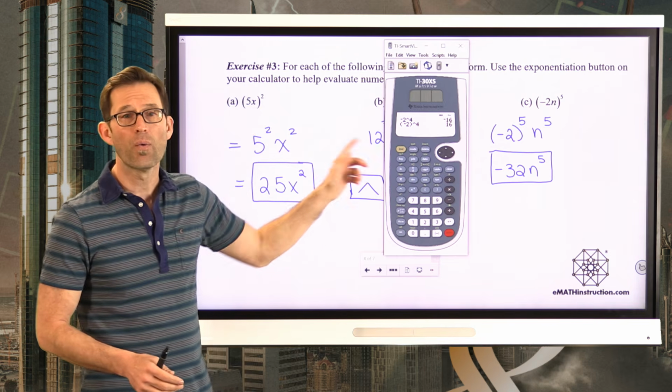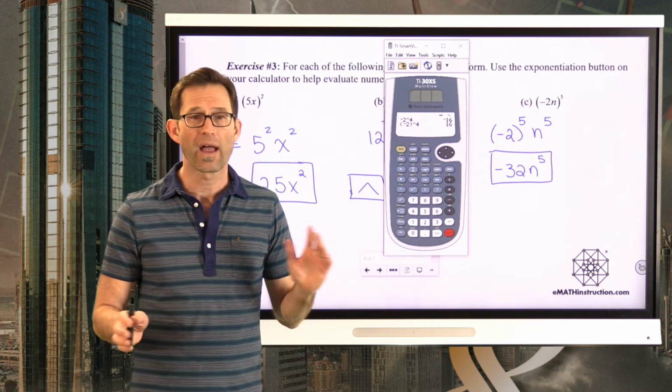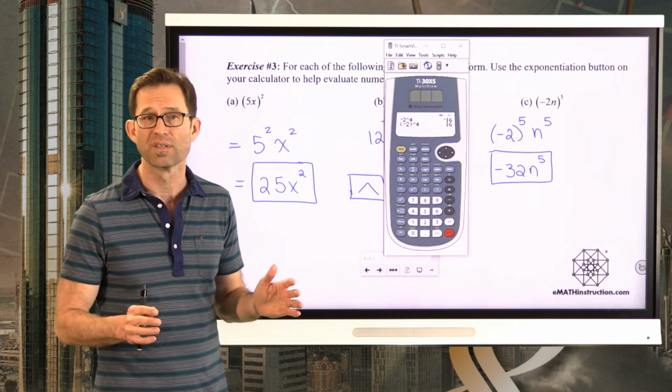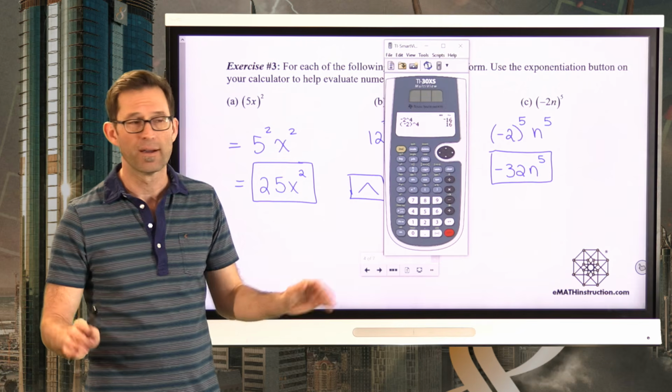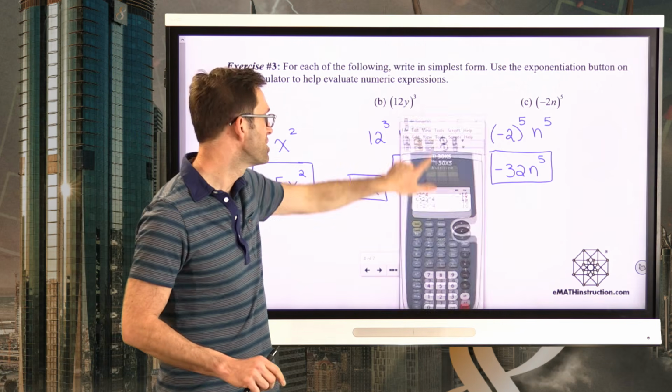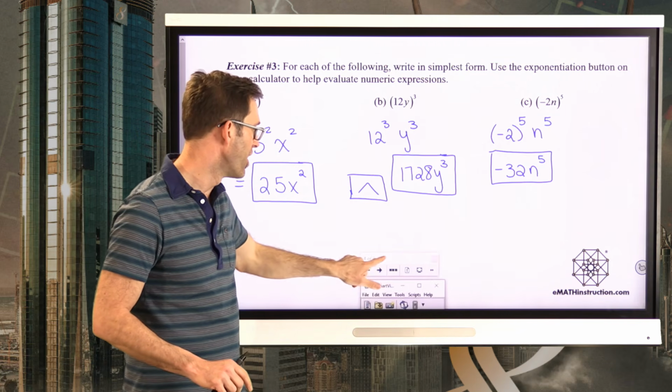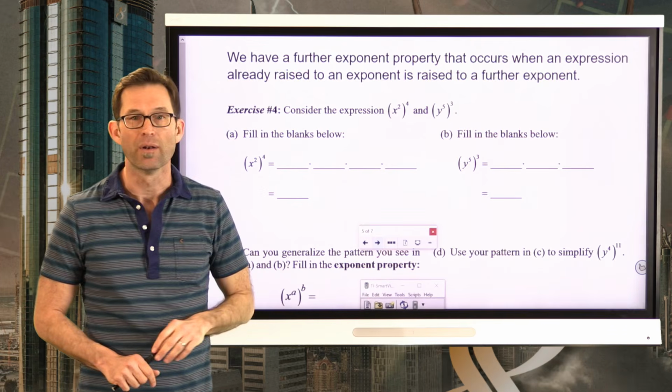You know, you could put every single one of the numbers, whether it's a fraction, a positive, a negative, in parentheses, and then there's no worries. All right. Anyhow, we'll keep seeing that issue as we go on and on. Let's keep going.